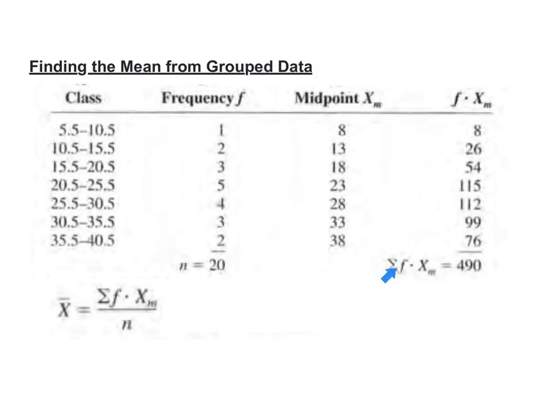So all of this is the sum of the frequency times the midpoint. That's what this means. F for frequency, x sub m is midpoint. So we add those all up, divide by the number of numbers. In this case, it's 490 divided by 20, which is 24.5. And it's an estimation, okay? Because we don't actually know what the data values are, we're coming up with an approximation, an estimation of what it might be.